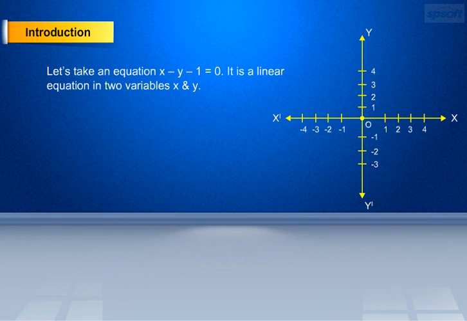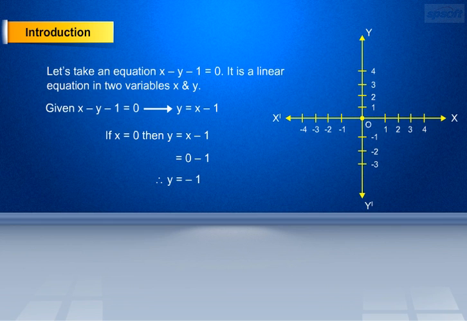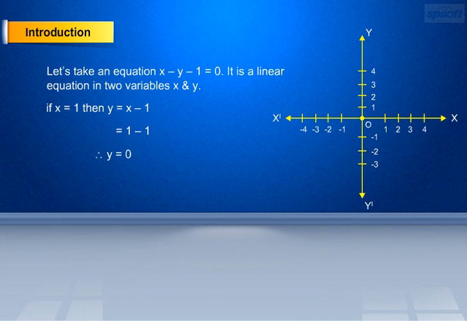Let's take an equation, x minus y minus 1 equals 0. It is a linear equation in two variables x and y. The equation is similar to straight line, ax plus by plus c equals 0. Given x minus y minus 1 equals 0, it can be written as y equals x minus 1. If x equals 0, then y equals 0 minus 1. Therefore y equals minus 1. If x equals 1, then y equals 1 minus 1. Therefore y equals 0.